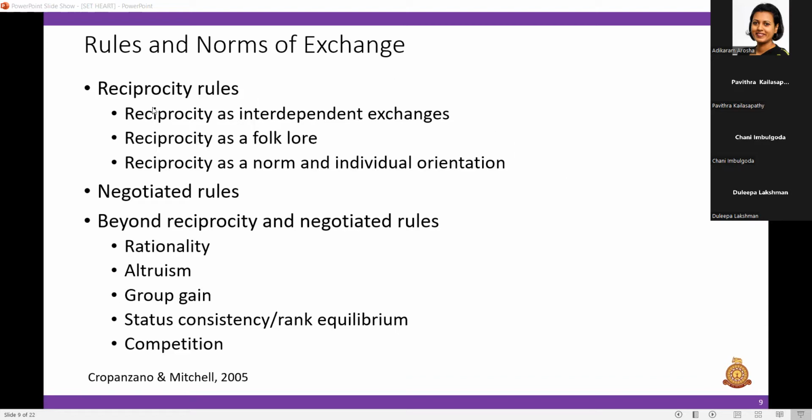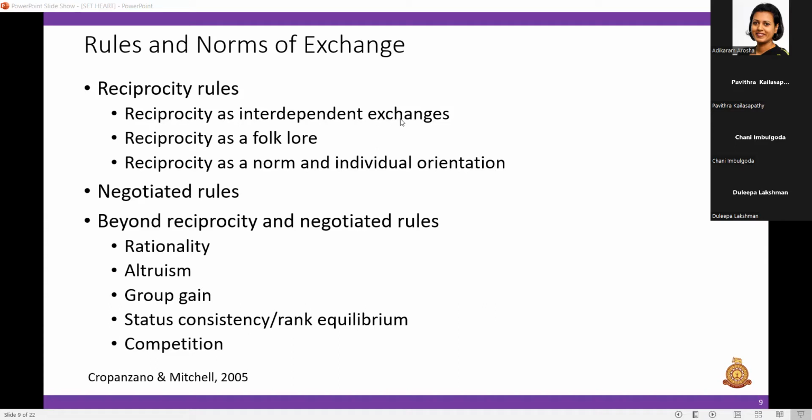So when they talk about these reciprocity rules, what they say is reciprocity can be looked at as an interdependent exchange.